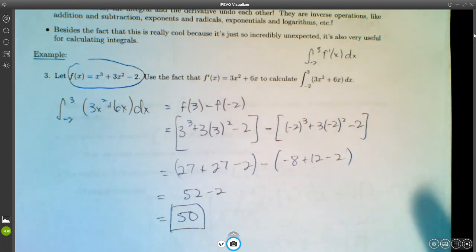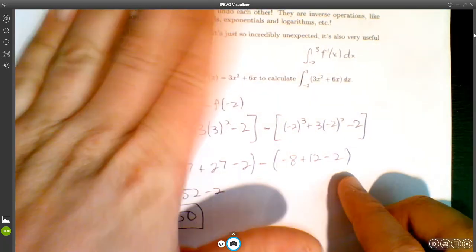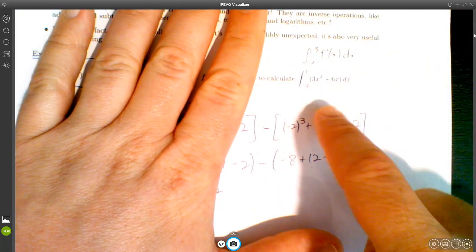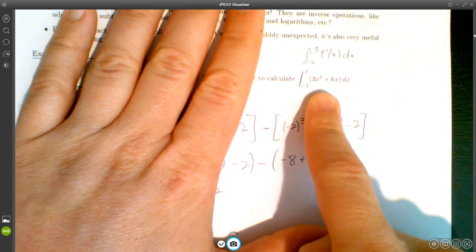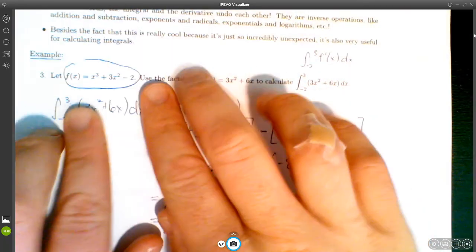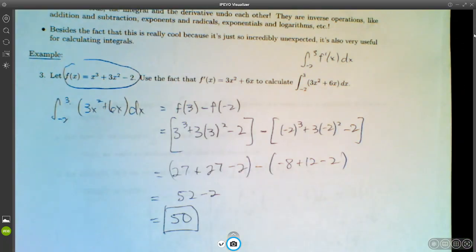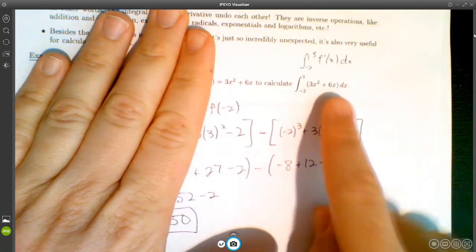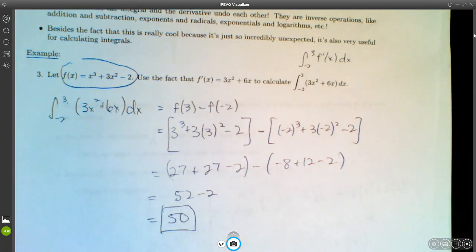One of the things that you might be asking yourself is, okay, this is all well and good, but if you weren't given the original function, if you were just asked to evaluate this integral, how in the world would you figure out that the original function here was x cubed plus 3x squared minus 2? The answer to that question is you take calculus. You take calculus and you figure out how to get from here to there. That's the real trick, that's the real process, and that's a topic for you to discuss in calculus.